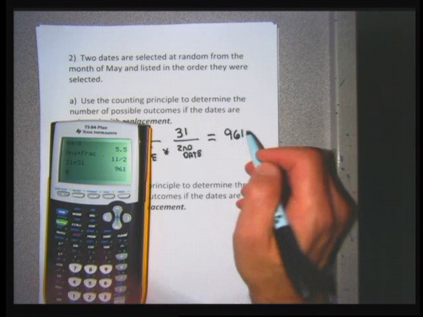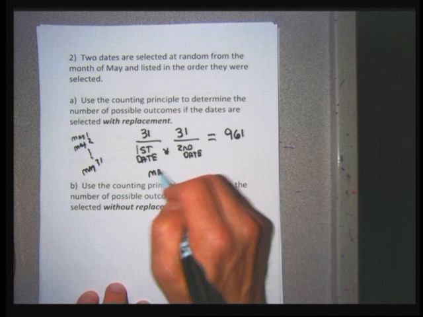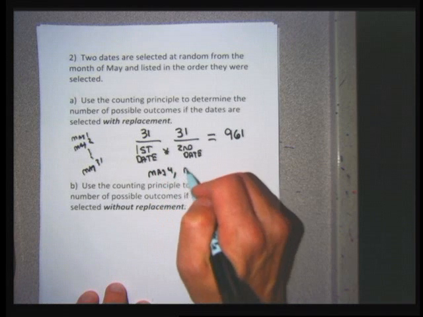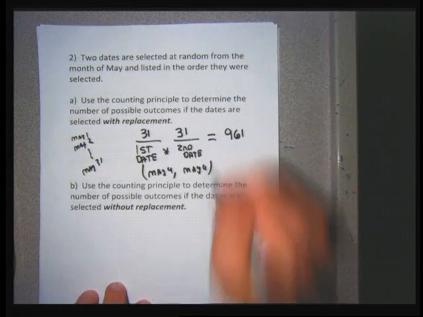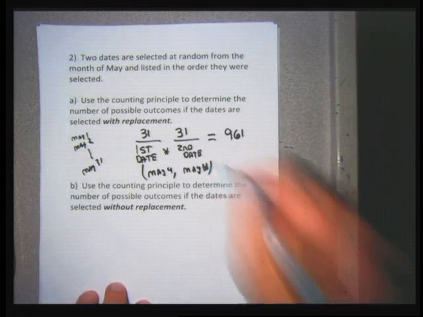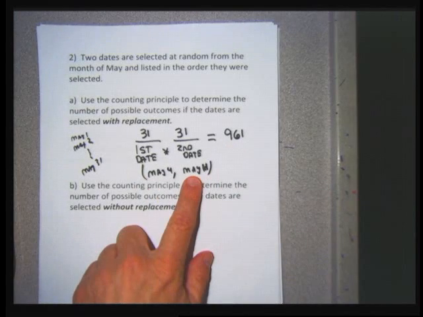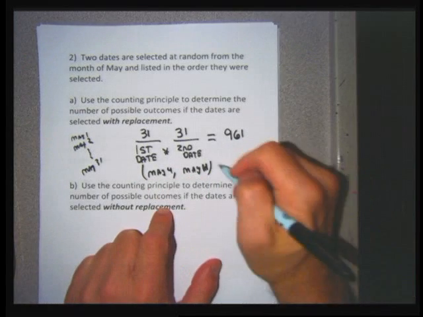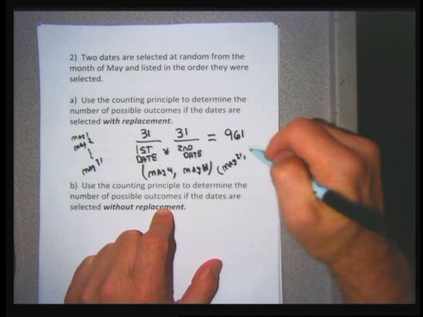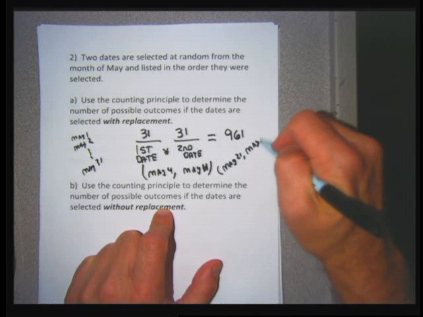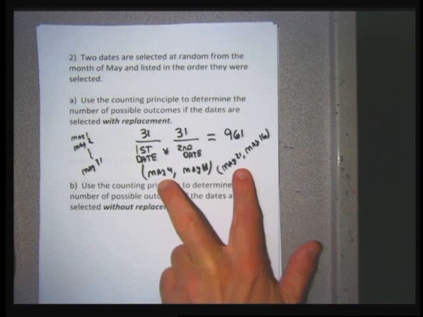So the counting principle says there's going to be 31 times 31, which is 961 different items in the sample space. Like I might have picked May 4th, then May 11th. So the items in the sample space are going to look like that. Well, I'm not going to list all the items because there's 961 of them. That's just one of 961. Another one would be like May the 21st and May the 16th. So the items in the sample space that this is counting look like that.